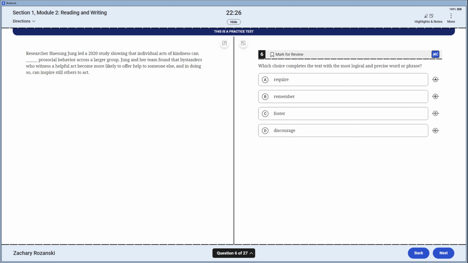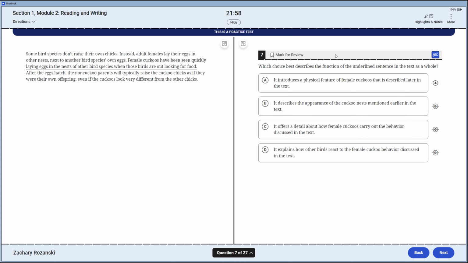In this, we have a study showing that something happened, but I don't have any signal elements or context clues, so I have to keep reading. They found something, but that's not going to be very significant. About to witness help, I become more likely to offer help to someone else, and in doing so, I love this as a final signal element, that leads us to "still inspire others," and I feel like I have enough. Help prosocial behavior, and "foster" is the word that does that for me.